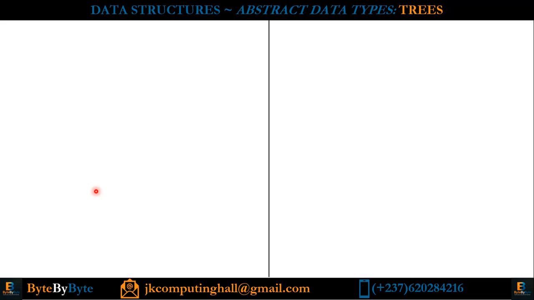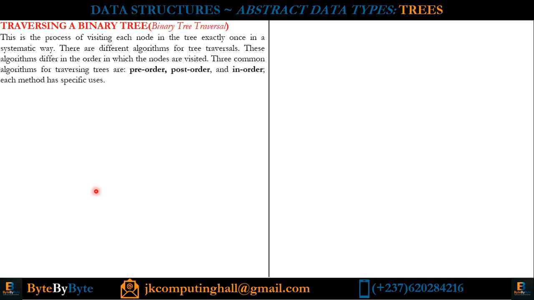Today, we are dealing with an important concept under trees, which is traversing a binary tree. Binary tree traversal is a process of visiting each node in the tree exactly once in a systematic way. There are different algorithms for tree traversals. These algorithms differ in the order in which the nodes are visited. Three common algorithms for traversing trees are pre-order, post-order, and in-order. Each method has specific uses. So for now, we are going to look at these three different types of traversals.